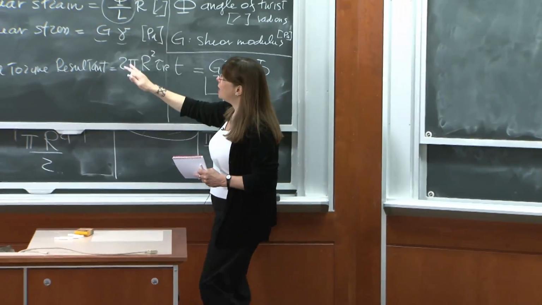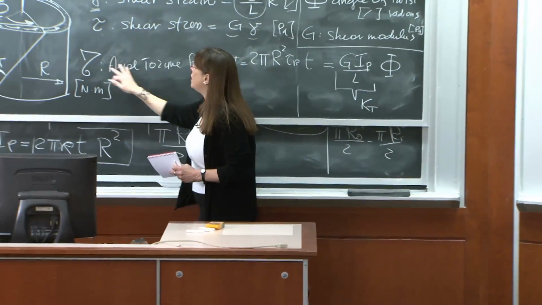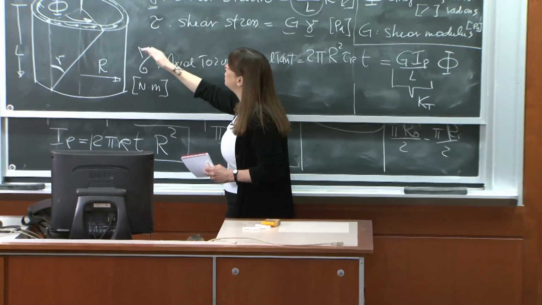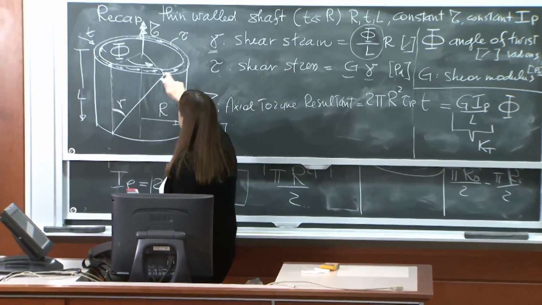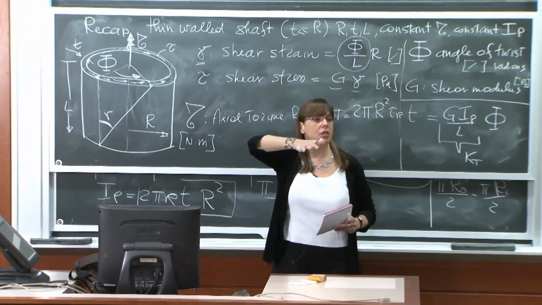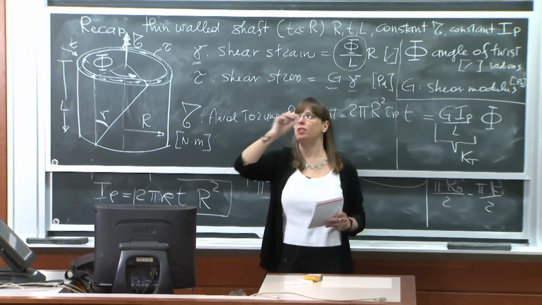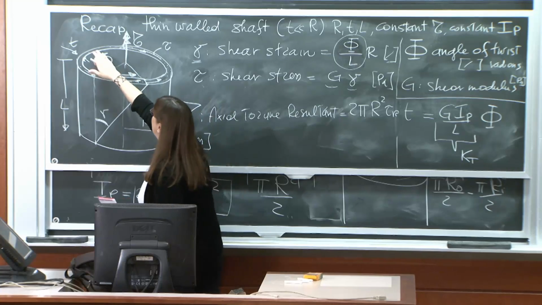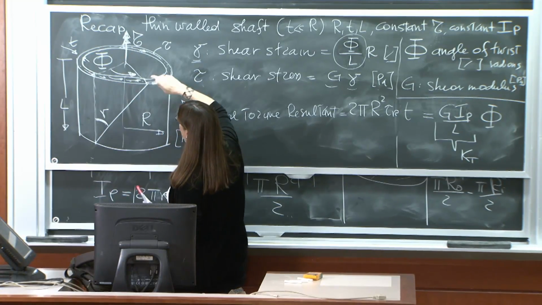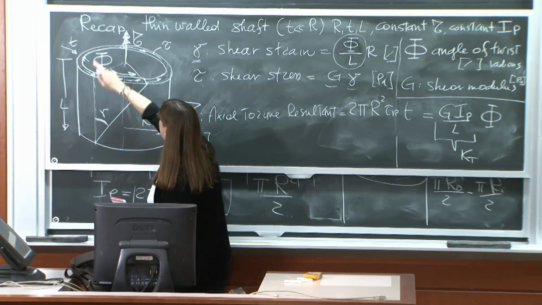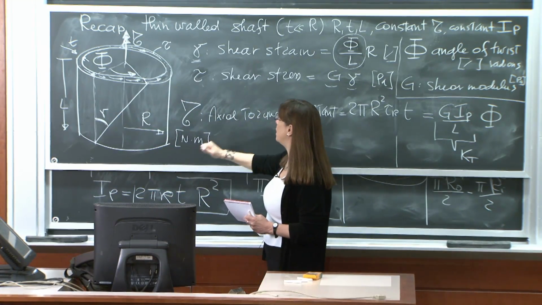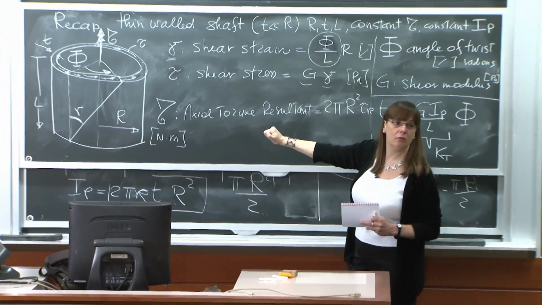And we said that if we integrate the effect of the shear stress over the cross-section, this gives me no net force, because every single section of the circle is balanced by an equal and opposite effect on the other side. So there is no net force, but there is a net torque.